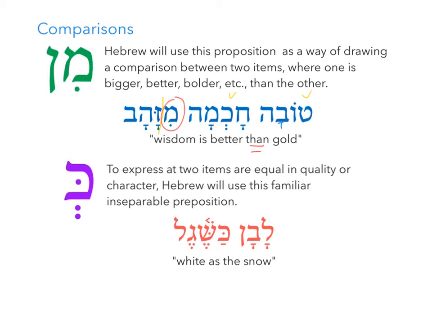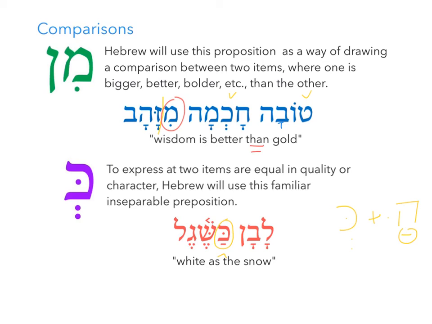Lavan kasegel. Lavan, that's a word meaning white. Kasegel, segel meaning snow. So what we're talking about here is this item. We know that k is our inseparable preposition. We know that when we add that with the definite article, then we will have this patach show up under the preposition, and that's what we have right here. So the end translation would be lavan, white, ka, as the segel, snow. White as the snow. So that's how we're going to express that two items are equal in biblical Hebrew.